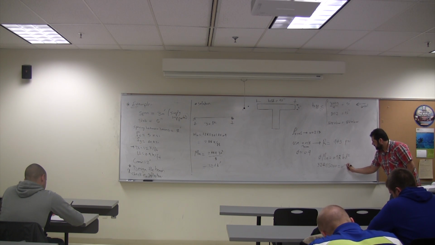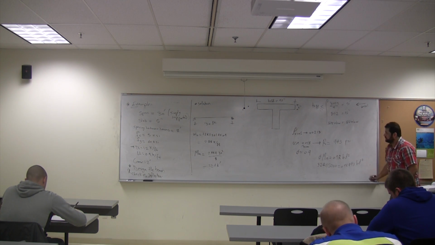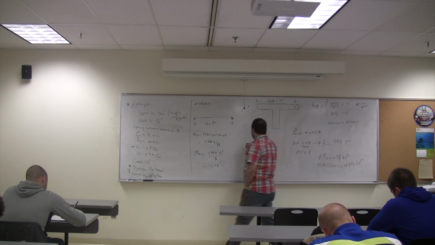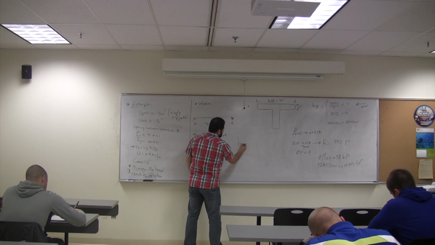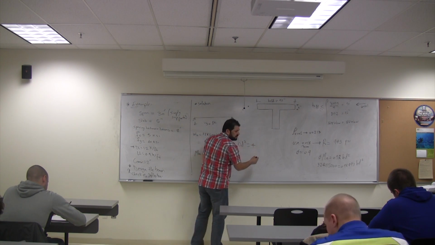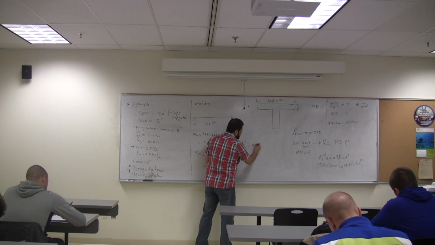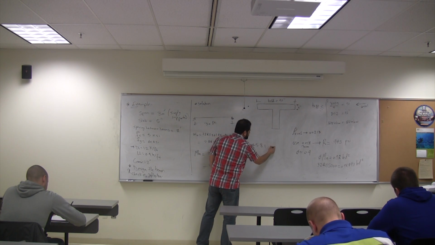Equal 0.9 times 943 bd squared. This will give you bd squared equal what? 4581 inch cubed.